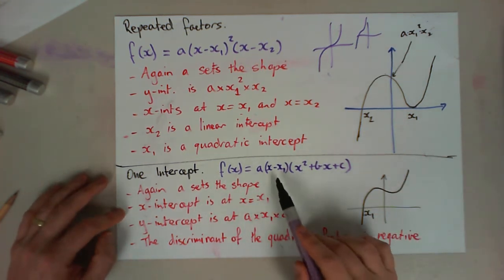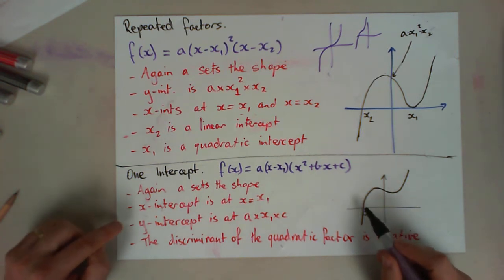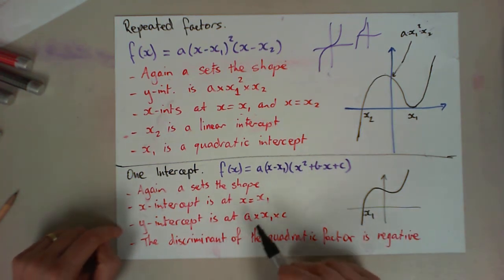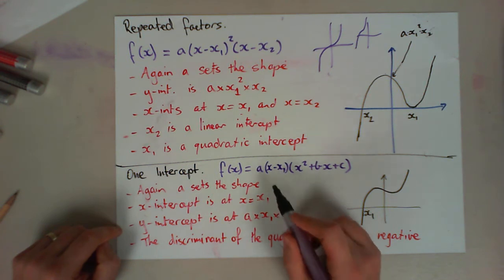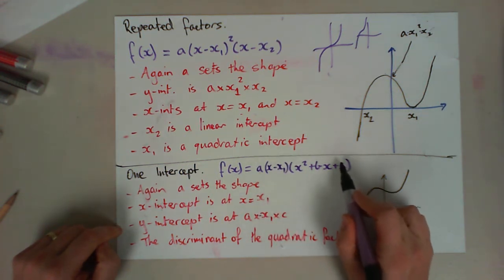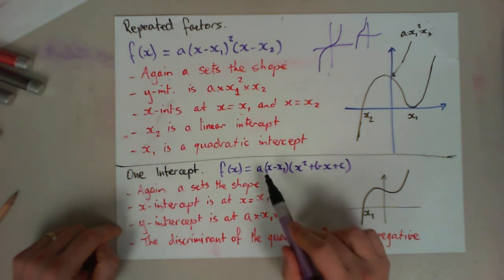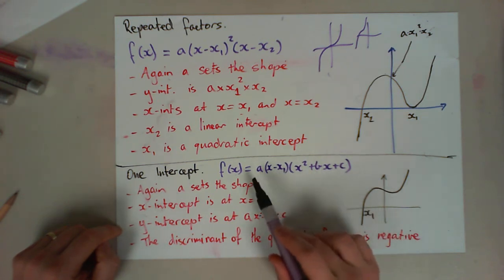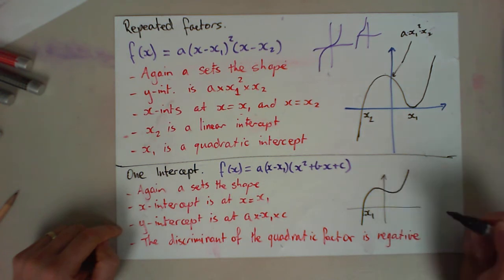Like usual, a sets the shape, whether it's positive or negative. We only have one x-intercept this time at x equals 1. Our y-intercept is going to be given by a times this negative x1 value, it should have a negative in there, and this constant value here, c. Basically anything that doesn't have an x in it gets multiplied together to give our y-intercept.